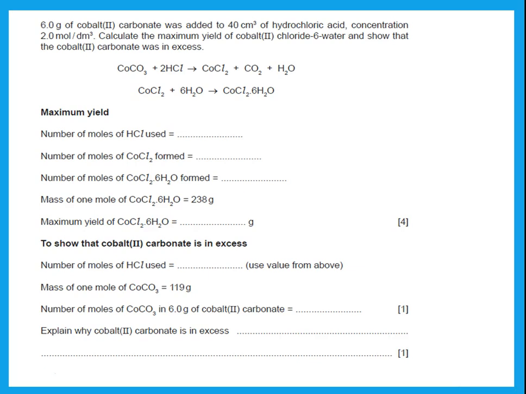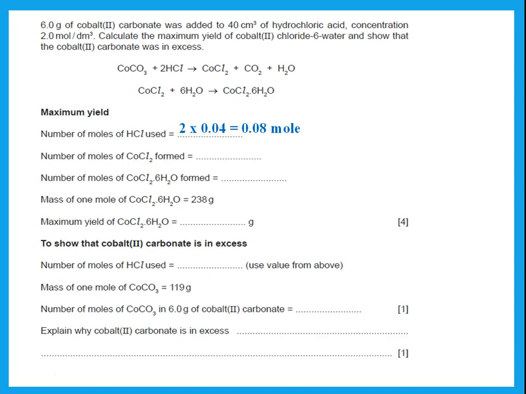The first thing he's asking for is the number of moles of HCl. So what did he tell me about HCl? He said 40 centimeter cubed of HCl with concentration of 2 mole per decimeter cubed. So the number of moles for a solution of HCl is concentration times volume, and that is 0.08.